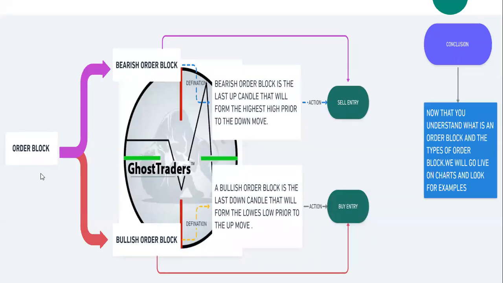Hey guys, today we're going to be looking at order blocks. We need to understand that we have two types of order blocks. First, we have the bearish order block, and then we have the bullish order block.